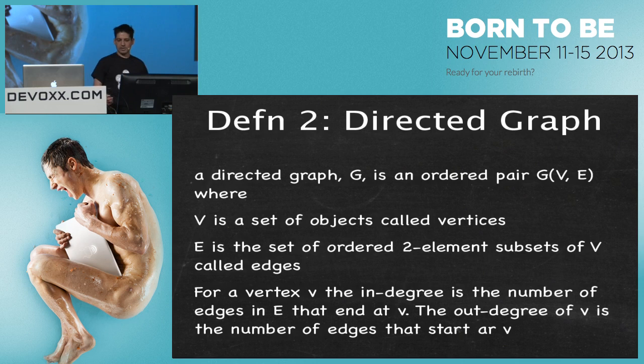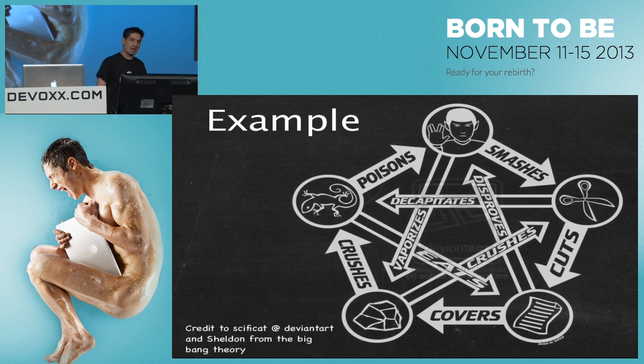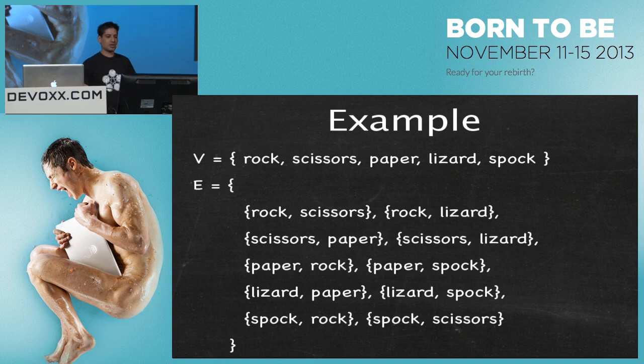So, for example, anyone that watches The Big Bang Theory might recognize this. This is the rock, paper, scissors, lizard, Spock extension to rock, paper, scissors. What's really important about this is that for every one of rock, paper, scissors, lizard, Spock, it has two of them that it beats and two of them that it's beaten by.